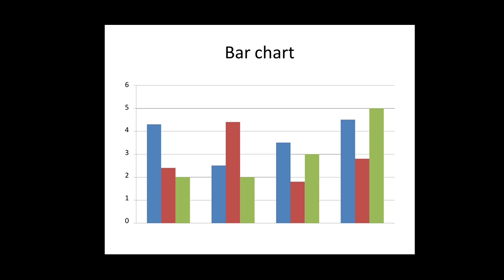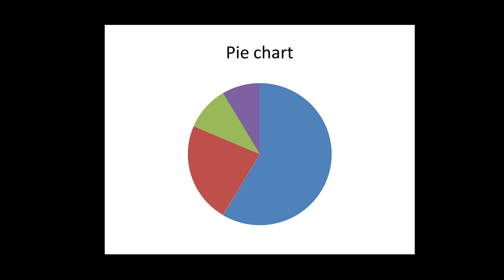Here is an example of a bar chart. In this graph they are showing the data in the form of bars in different colors. So this is a bar chart. This is a pie chart. Here also they are showing the data and information in different colors, percentage wise, in the form of pieces. So it is a pie chart.